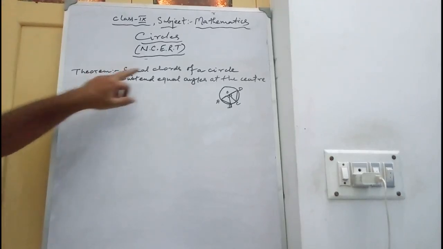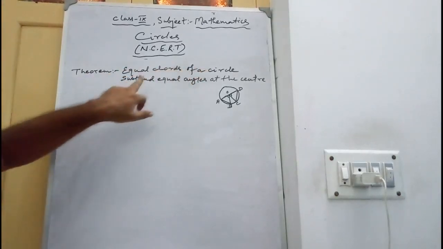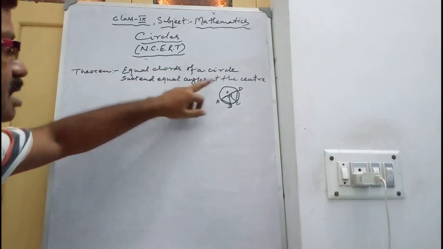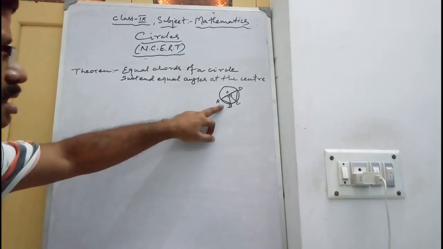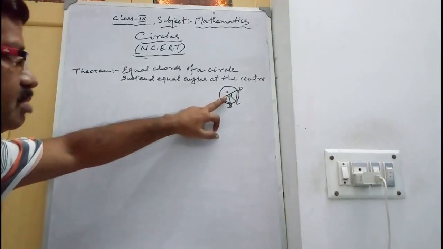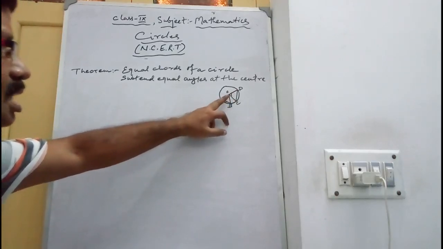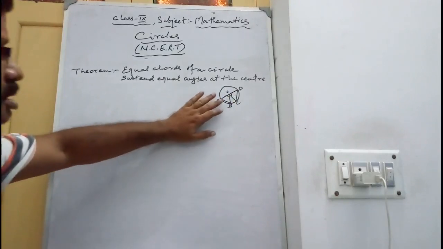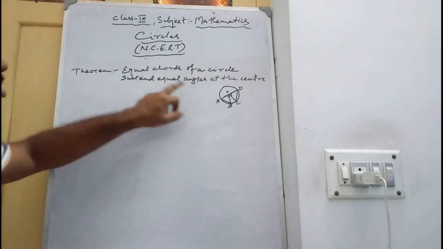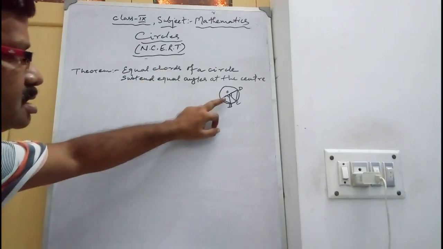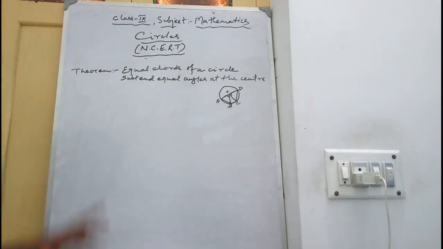Theorem: equal chords of a circle subtend equal angles at the center. Here two chords are there, AB and CD, and we have triangle AOB and angle COD at the center. These AB and CD are equal chords, and you have to prove that they subtend equal angles at the center.